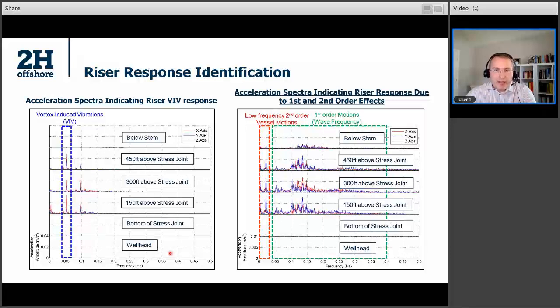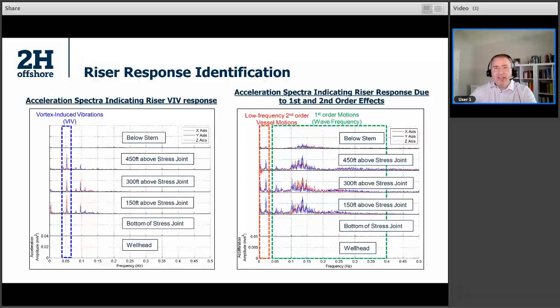And the spectra plot on the right here is a good example for first and second order motions. The first order motions, or wave frequency response, typically occur within the frequency range from say 0.025 to say 0.4, 0.5 hertz. And the second order motions are mainly due to spar surge, sway, or pitch motions. They are occurring at low frequencies here. So the sensors are capturing that response as well.